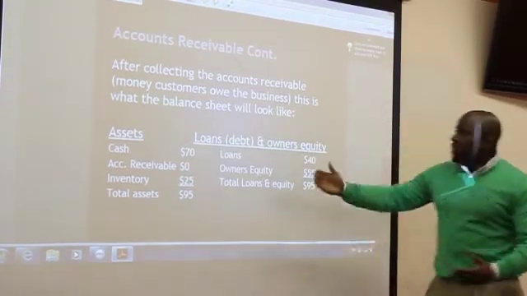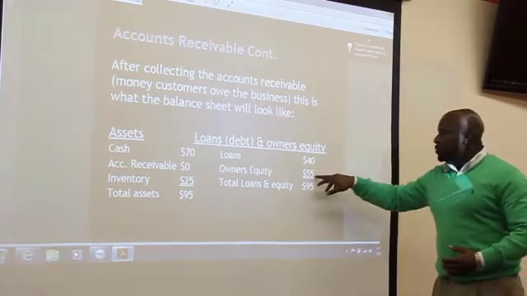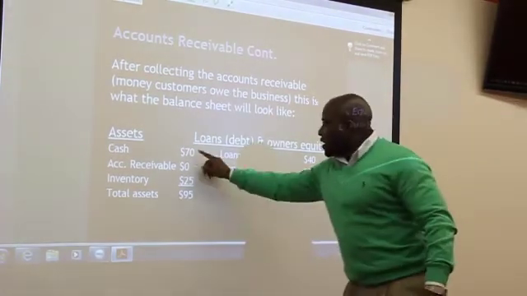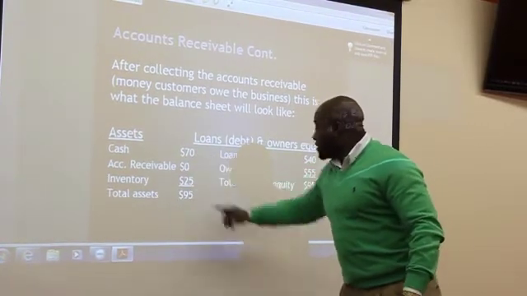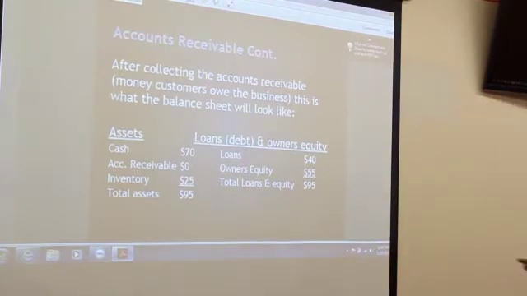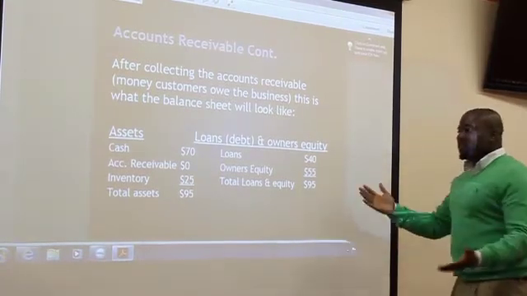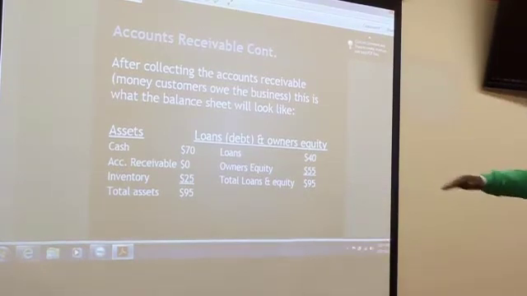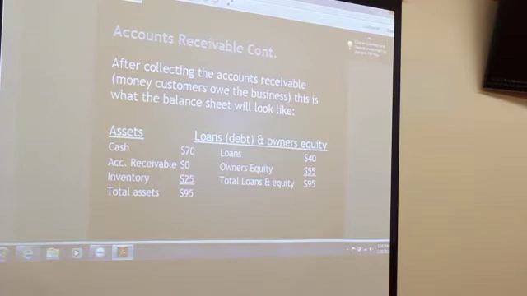That's 70. Now 70 plus 25 gives us total assets of 95, which still puts the right side at 95. Earlier we did accounts receivable plus inventory, now we're saying cash plus inventory, and as you see, it balances out. When something has to be balanced, it has to be level, right? On your left side, total assets 95. Your right side, loans, debt, and owner's equity 95. So that means your balance sheet is balanced.